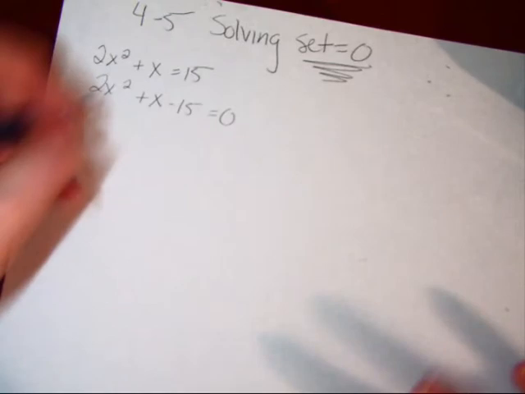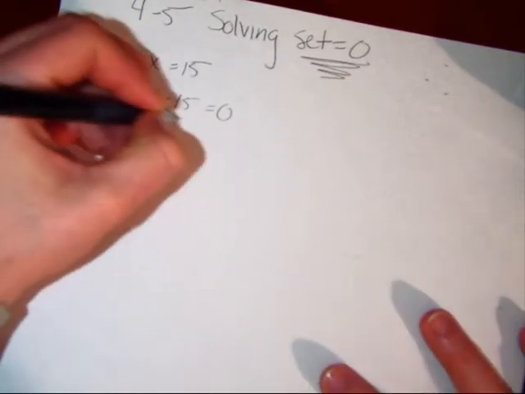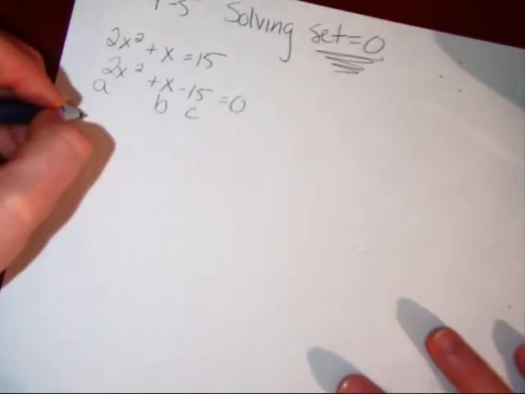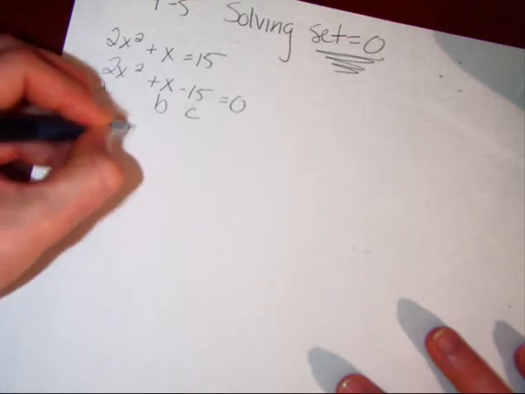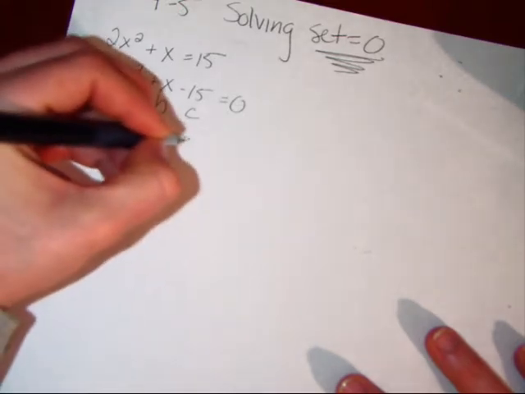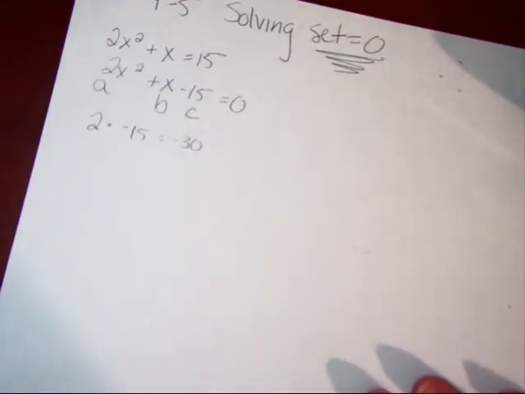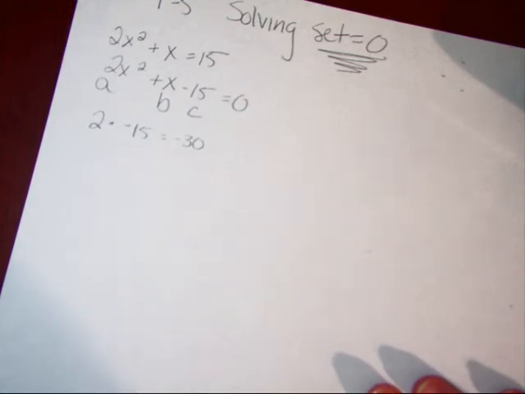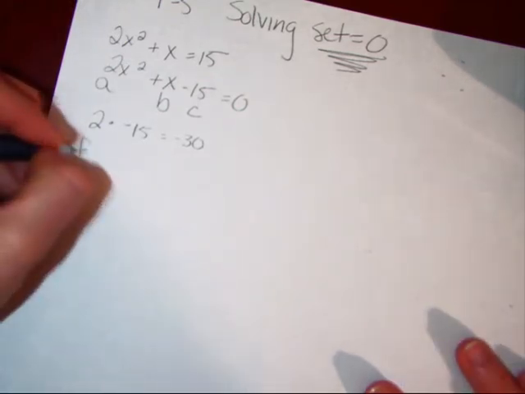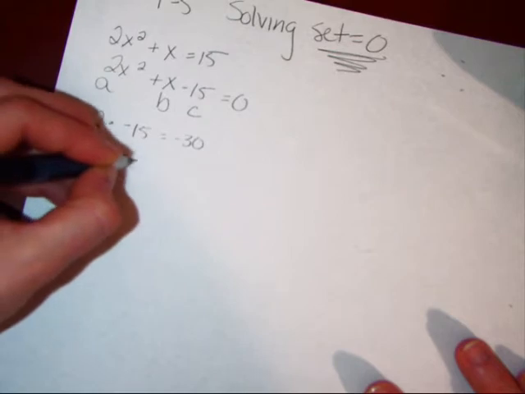So the book way, you label A, B, and C. You do A times C, so you do 2 times negative 15 and get negative 30. Notice, please, there is no GCF. That's why I didn't pull out a GCF. So now I need to do the factors of negative 30.